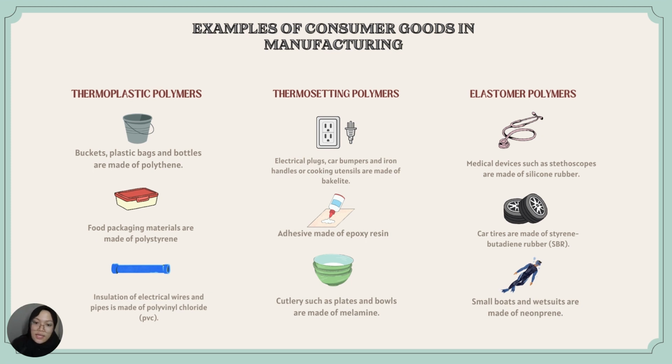And the third one is elastomer polymers. Here are some. Medical devices such as stethoscopes are made of silicone rubber. Car tires are made of SBR, and the last one is that small boats and wetsuits are made of neoprene.